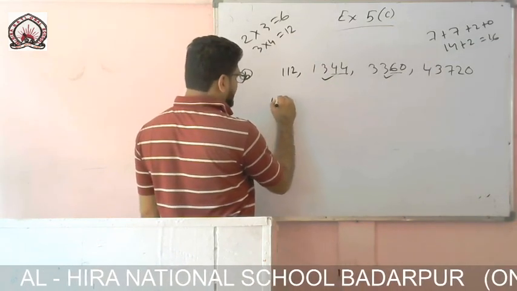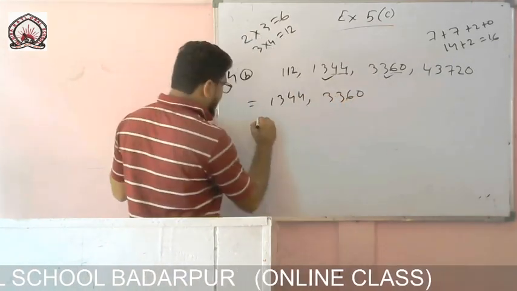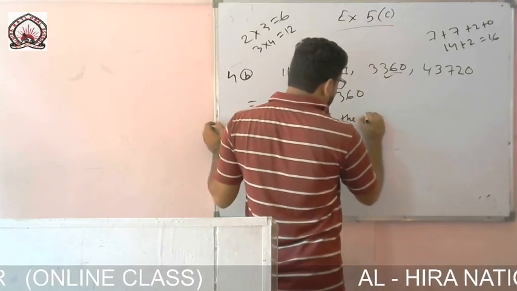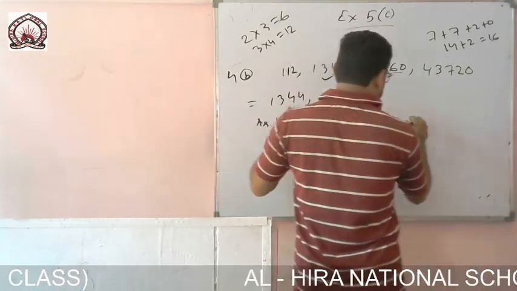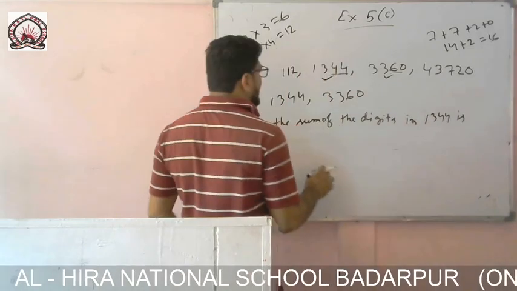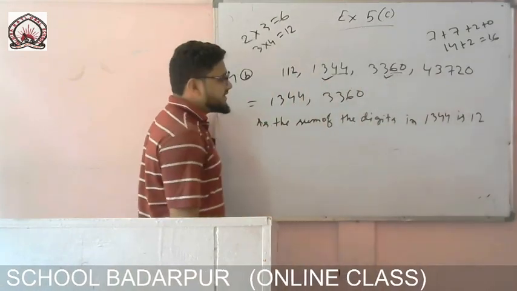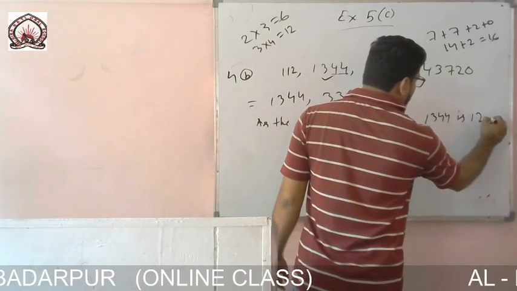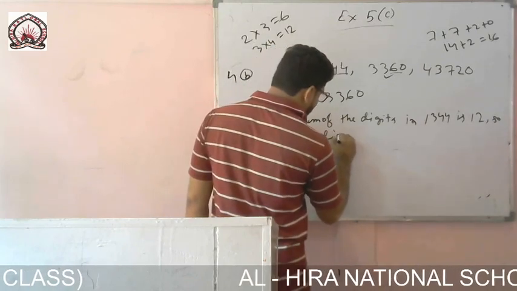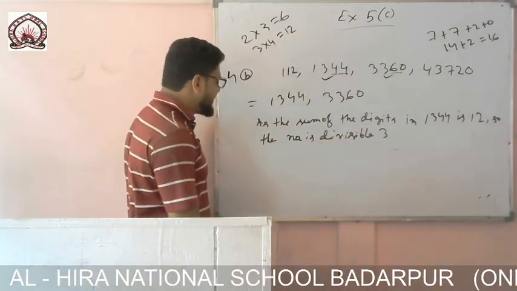Right. As the sum of the digits in 1344 is 12, so the number is divisible by 3. Okay, so the number is divisible by 3. Right.